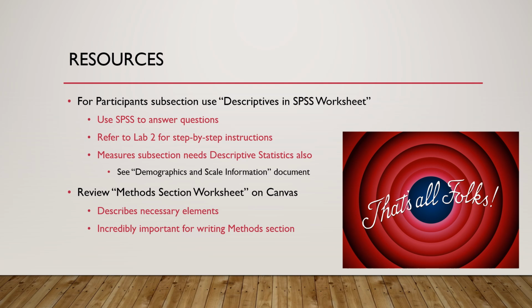The measures subsection will also need some descriptive statistics about your variables, and you can see the demographics and scale information document that's on Canvas, which will give a bit more details about each of your scales. You can also find all the PDFs, but all of the information is there. We also have a methods section worksheet on Canvas, which describes the necessary elements that are needed in those three subsections: the participants, the measures, and the procedures section.